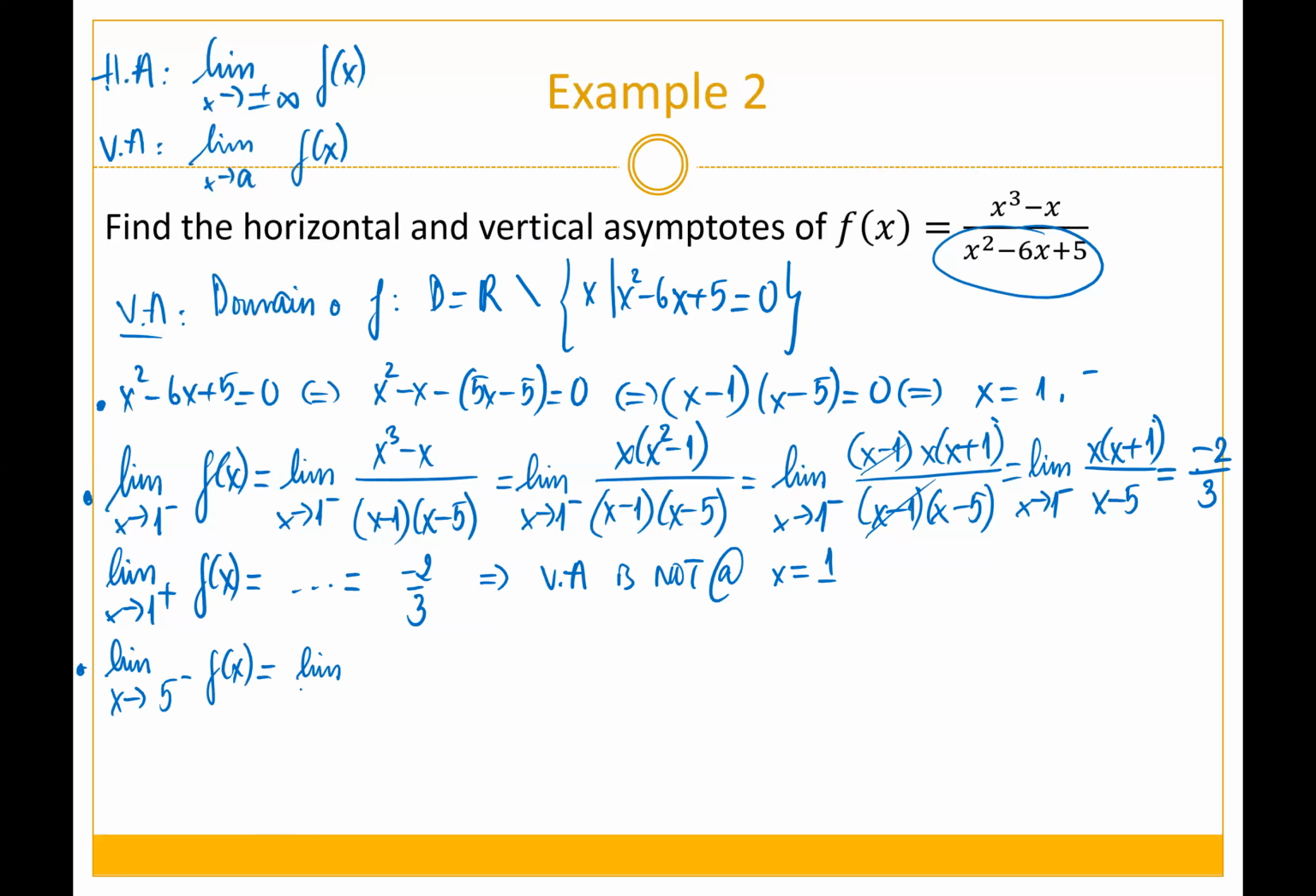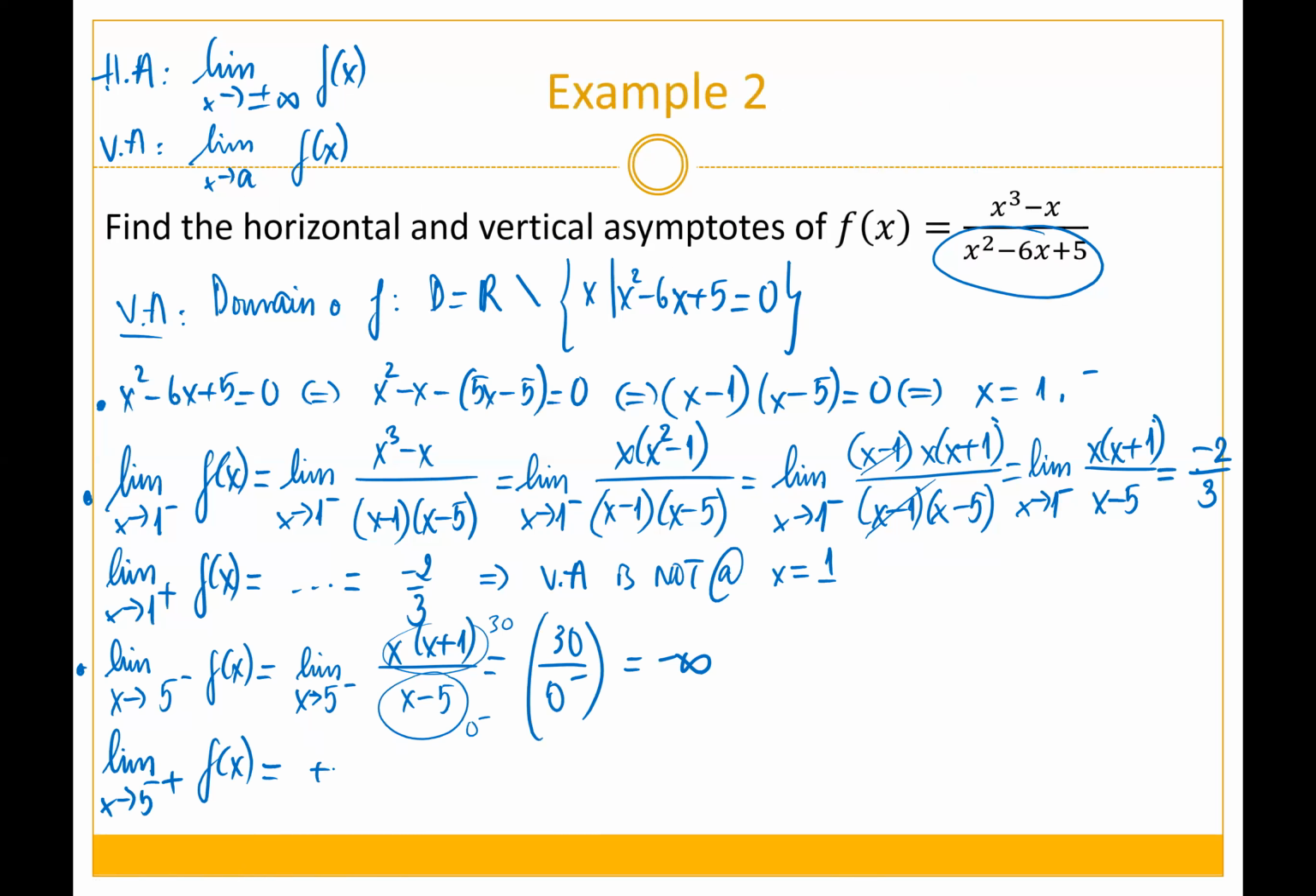We can cancel out x minus 1 again, because now we're not at 1 at all, we're at 5. What we have left is 0 minus in the denominator, and the numerator is 5 times 6, which is 30. So 30 over 0 minus: a definite number divided by a very small negative number. This gives us something negative and very big, because it's divided by a very small number, so the answer blows up. It's going to be negative infinity. Same thing if you do it for x approaching 5 plus of f(x): you get positive infinity. So the vertical asymptote is x equal to 5.